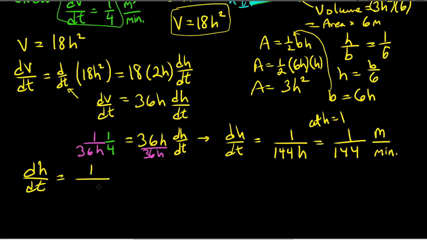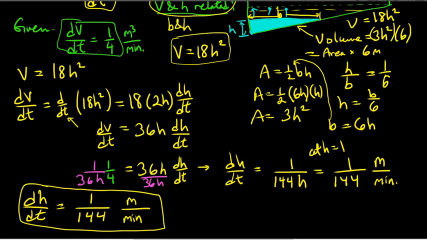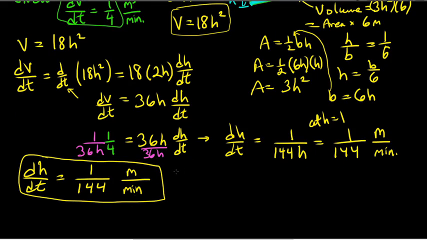Well, not very fast, right? 1 over 144 is a pretty small number. So the water level is not rising all that quickly. But then again, the volume is not increasing that quickly either, 1/4 cubic meter per minute. Well, a cubic meter is actually a very big volume, so it's maybe a little bit faster than it looks.